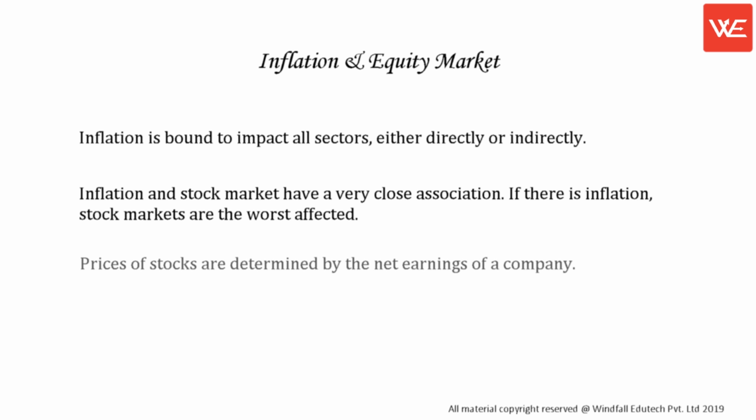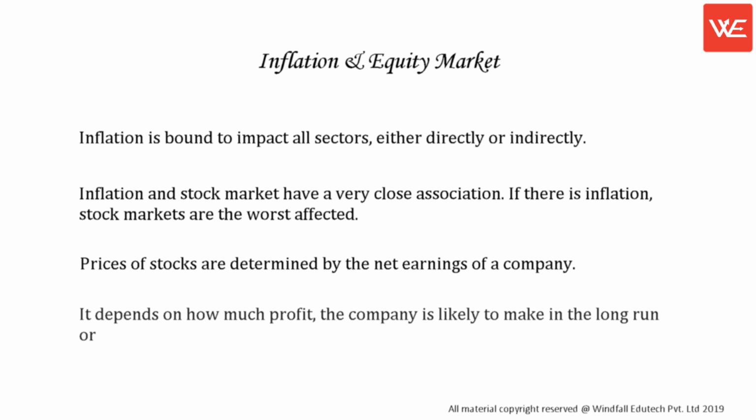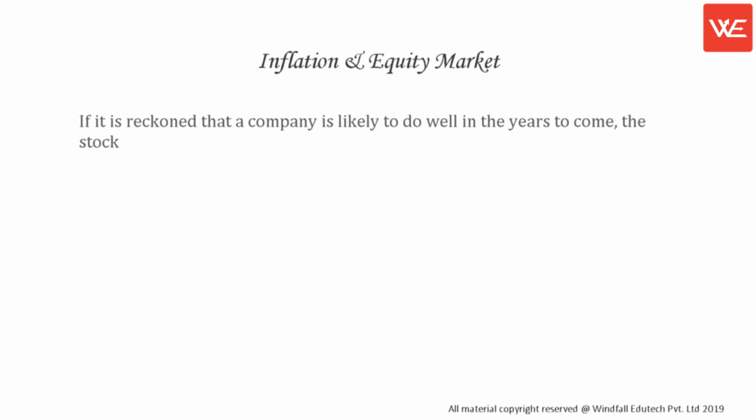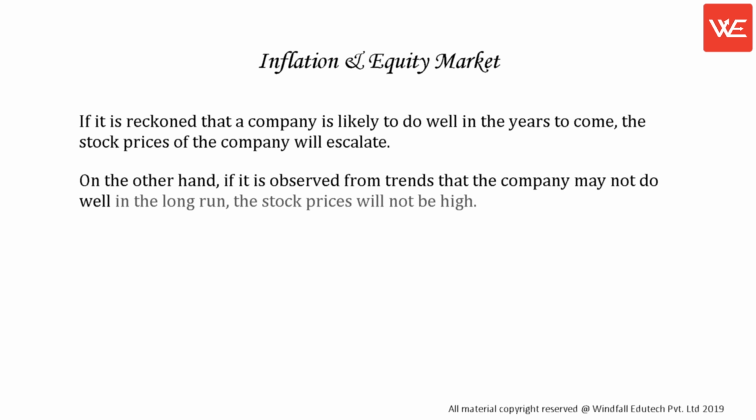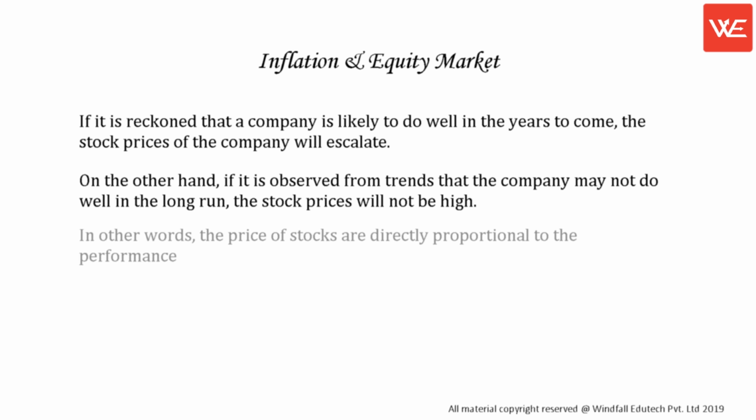Prices of stocks are determined by the net earnings of a company. It depends on how much profit the company is likely to make in the long run or the near future. If it is reckoned that a company is likely to do well in the years to come, the stock prices of the company will escalate. On the other hand, if it is observed from trends that the company may not do well in the long run, the stock prices will not be high. In other words, the price of stocks are directly proportional to the performance of the company.